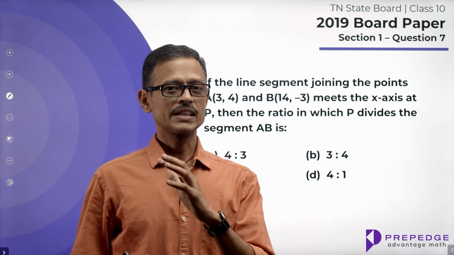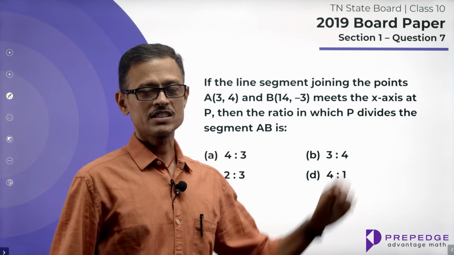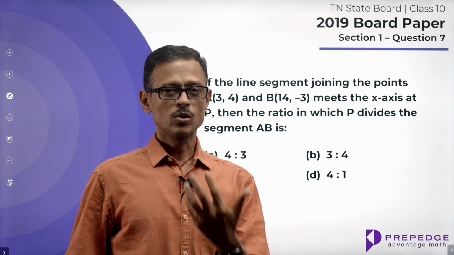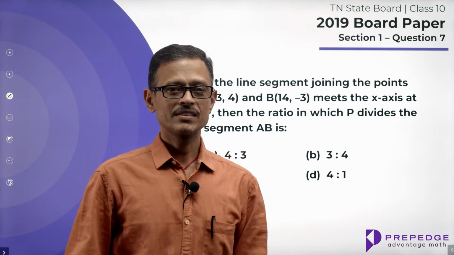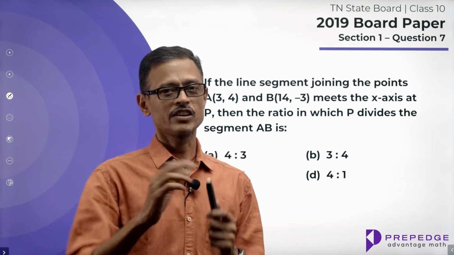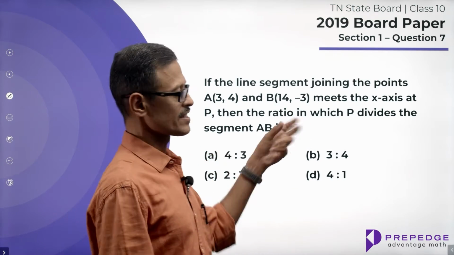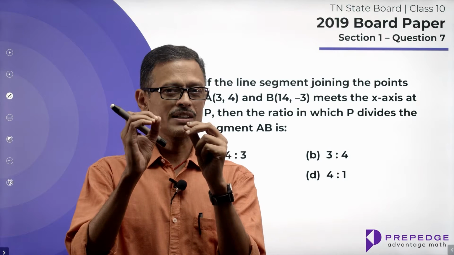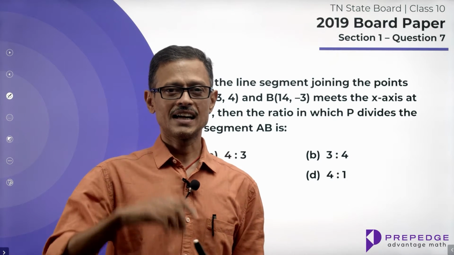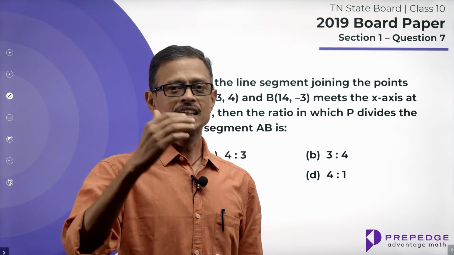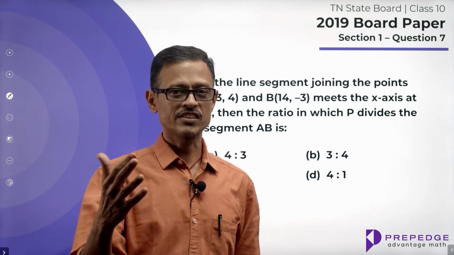We are looking at the 2019 board paper, math paper, question number 7. Topic: coordinate geometry. What is the concept tested? The concept tested is application of the section formula. We will read the question. There is one important aspect in the wording of the question. We will spend a minute, then write down the section formula, apply it and arrive at the answer.